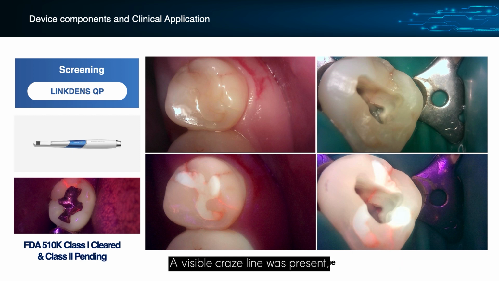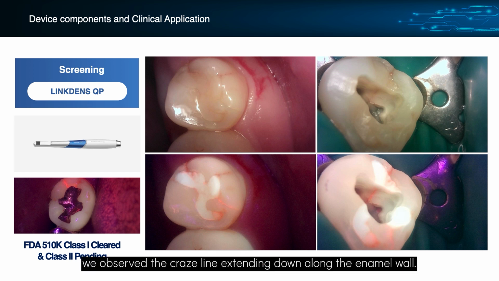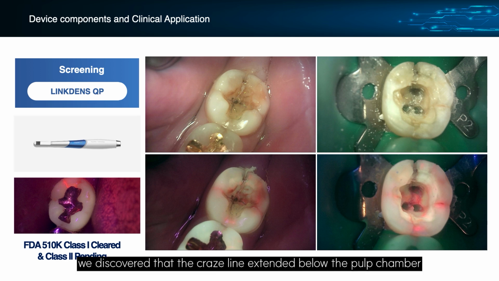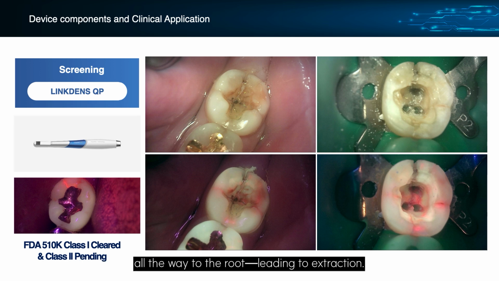A visible Kray's line was present, so we proceeded with endodontic treatment. Even after initiating root canal therapy, we observed the Kray's line extending down along the enamel wall. This next case involves a more severe condition. The patient had undergone root canal therapy, but during the procedure, we discovered that the Kray's line extended below the pulp chamber all the way to the root, leading to extraction.